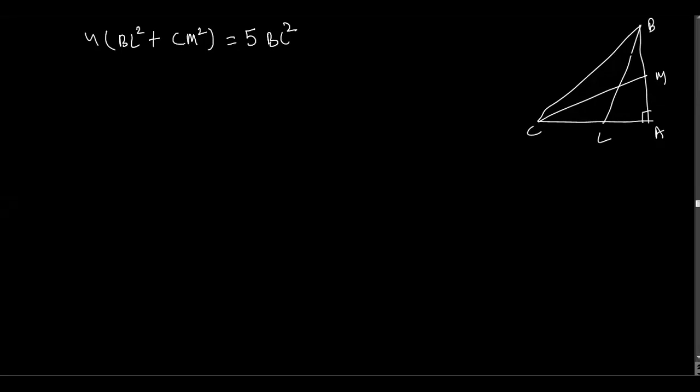Okay. There are three triangles. First one is this one, second one is this one, and third one is ABC. Using the Pythagoras theorem, we can write BL square is equal to AL square plus AB square. So the first equation will be like this. Make the other two equations from the other two triangles.